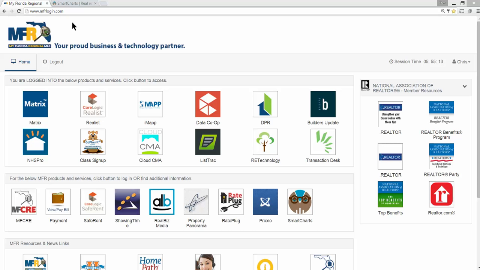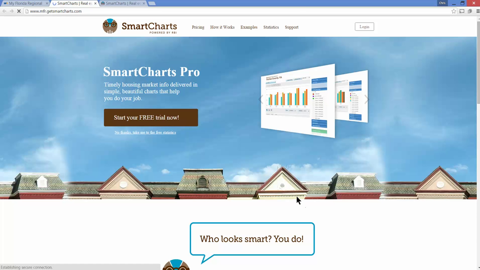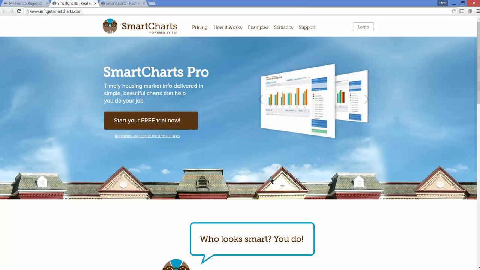So, I am at the mfrlogin.com page, my single sign-on portal with all of my products and services. I click on the Smart Charts button, and it takes me to a place where I can log in and register. Now you have two options. All MFR MLS subscribers automatically have a free version of Smart Charts. This is a very basic version where you can have free statistics that really just show you MLS-wide what is going on.